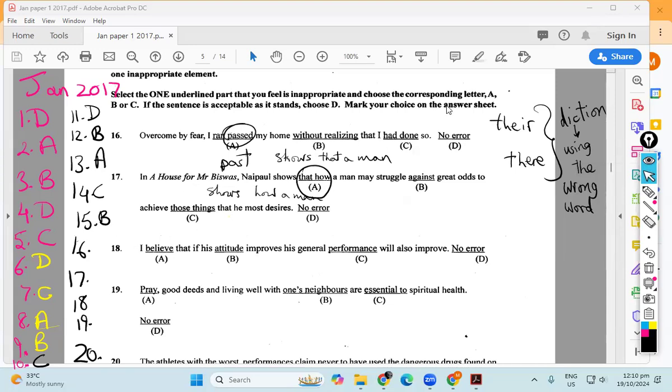All right, number 18. I believe that if his attitude improves, his general performance will also improve. I'm going to change the color so this is just easier to see. Yes, I think this is a no error. I am not seeing an error here. If anybody thinks this is an error, you could tell me, I will look again, right? So 18D.